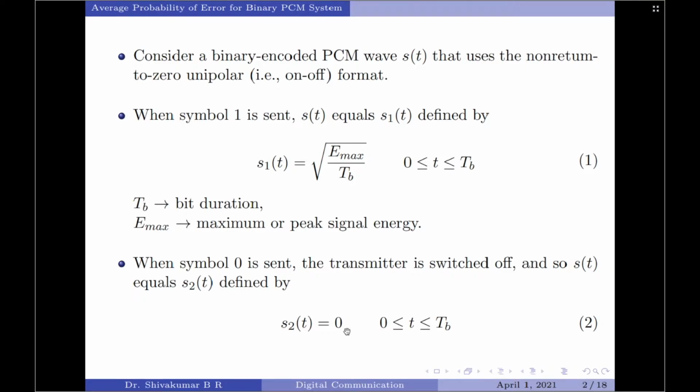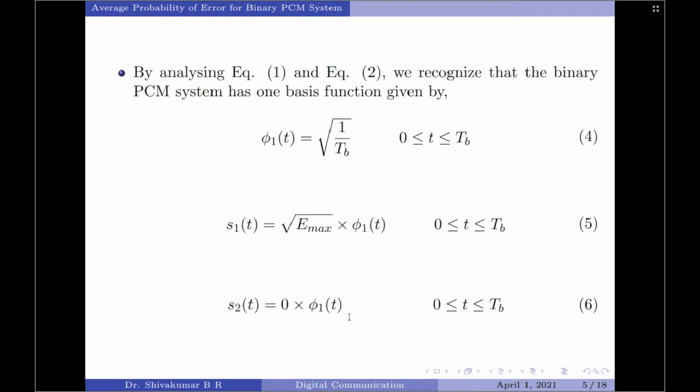So I can write S2 of t as energy multiplied by 1 by root TB. So 1 by root TB is common in both S1 of t and S2 of t, and that in fact will become the basis function. That is what is shown here. So the basis function is given by phi1 of t equals root of 1 by TB over the interval 0 to TB. By using the basis function, we can now express the transmitted signals S1 of t and S2 of t as S1 of t equals square root of Emax multiplied by phi1 of t over the interval 0 to TB. Similarly, S2 of t equals 0 into phi1 of t, once again over the interval 0 to TB.